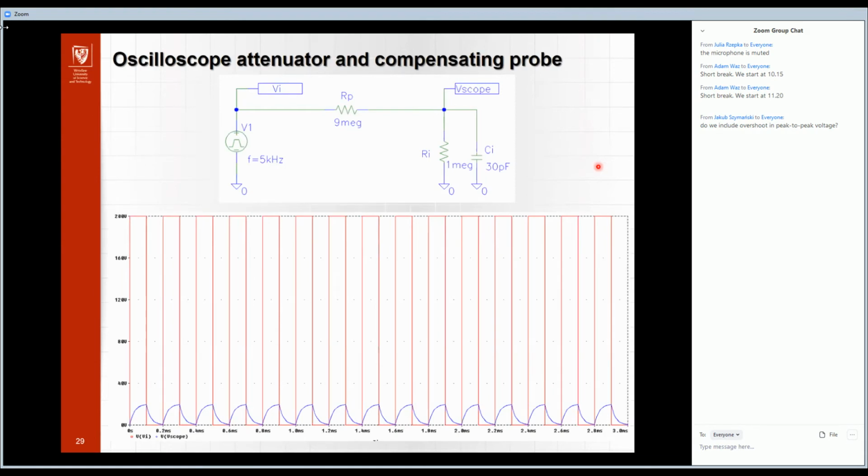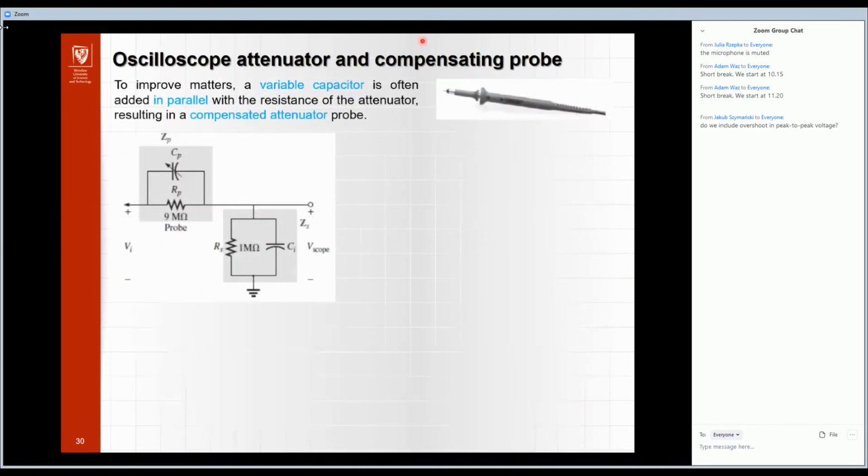Okay, so in practice, we cannot use only the resistor here. In practice, to improve matters, a variable capacitor is added in parallel with the resistance of the attenuator, resulting in a compensated attenuator probe. What does it mean that the probe is compensated? So we can examine such a schematic. So this is the voltage of the scope. We have the input voltage, and this is the impedance, this part of the circuit, and we also have the impedance of this part of the circuit.